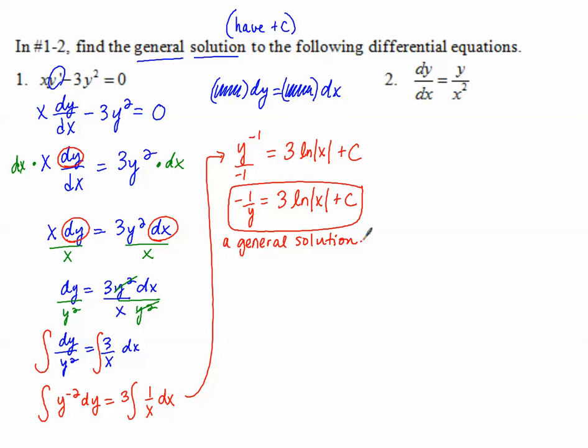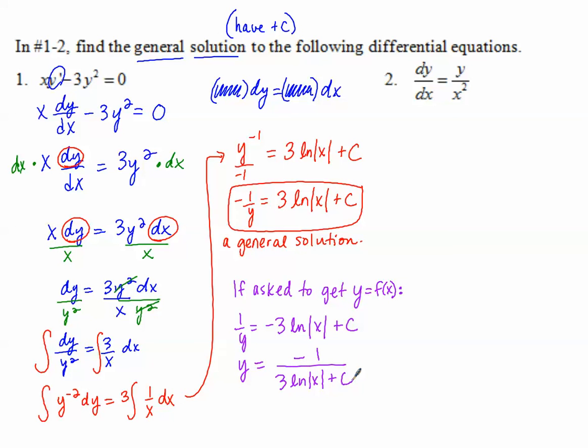Now, I often am asked to find the general solution of y equals f of x, meaning I solve for y. So if it's asked to solve for y to get y equals f of x, then we're going to need to go a little bit further. Well, there's not that much more to do here. Maybe multiply by the negative. So 1 over y equals negative 3 natural log of absolute value of x plus c. Again, my c is just absorbing any of the multiples in there, and then take the reciprocal. So y equals negative 1 over 3 natural log of the absolute value of x plus c. That'll work. So this is another general solution. Both of them very good answers. It just depends on what you are asked specifically to find.